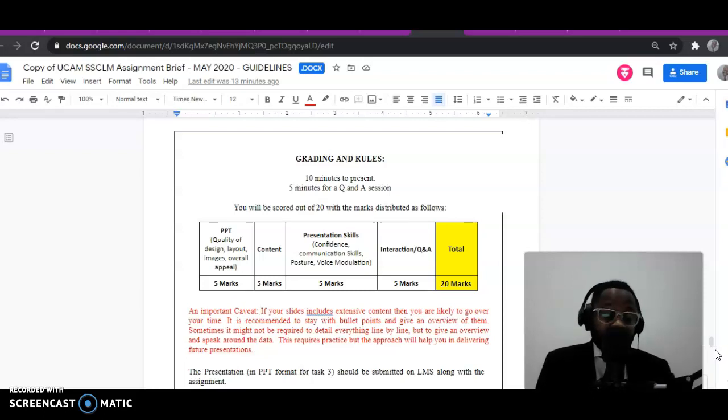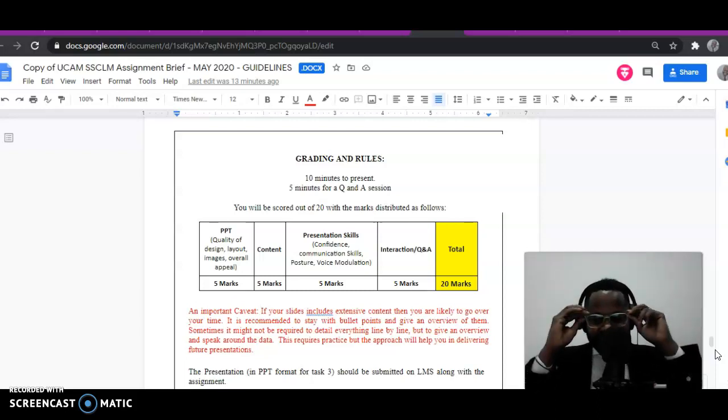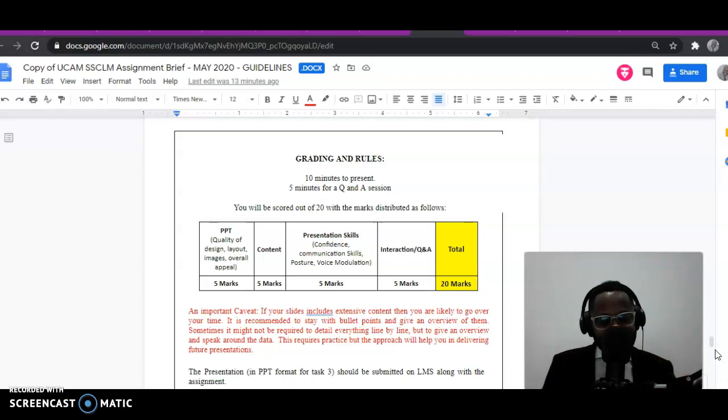The PowerPoint presentation must be done in PowerPoint, not PDF. Please don't. And there's no real need to upload it in LMS. It's stated there, but it's not really required. So don't worry too much about that.